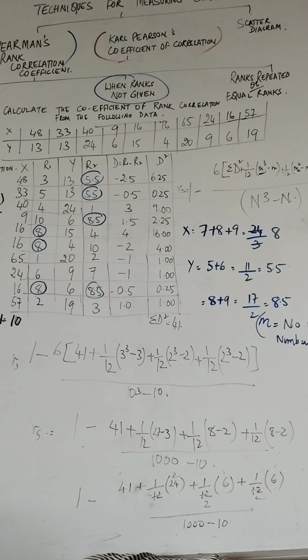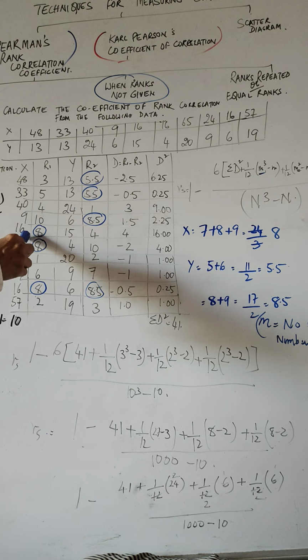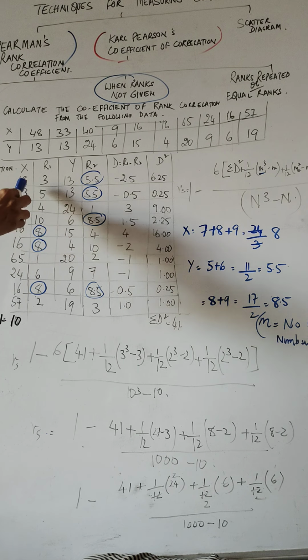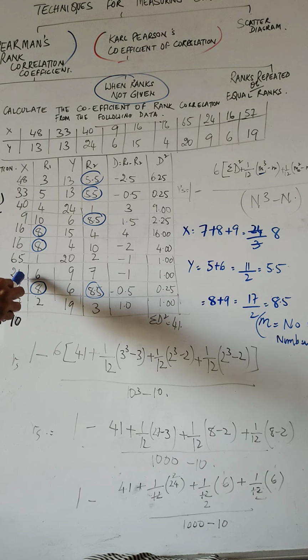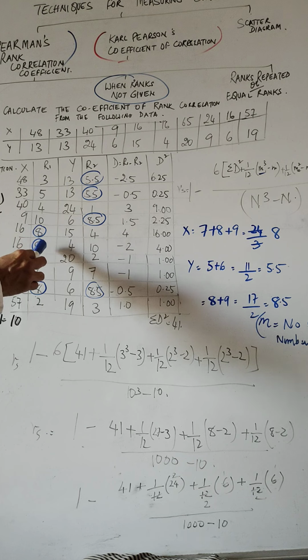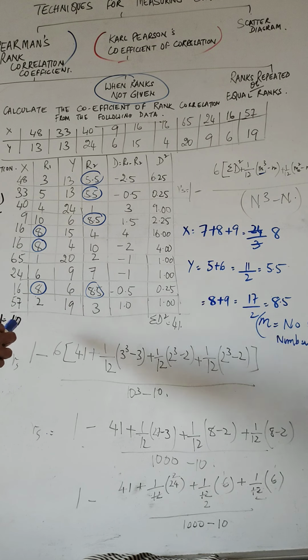That's how we calculate. Let me just explain it to you once again. How do we go about it? For example, what is repeated? 16 is repeated in this series: 48, 33, 49, 16, 16, 65, 24, 16 and 57. So 16 has been repeated thrice. Alright, so how do we go about it?